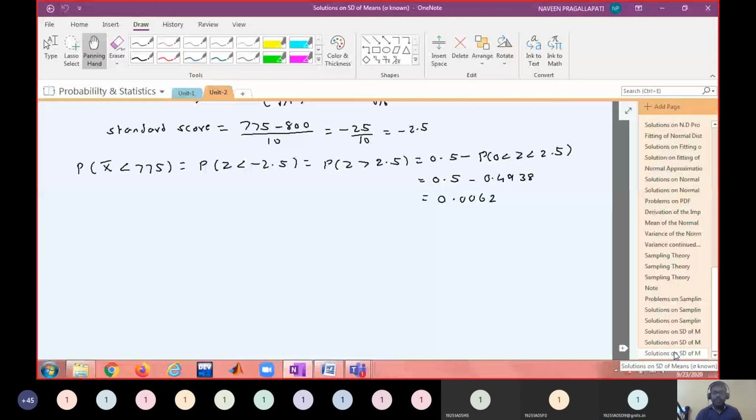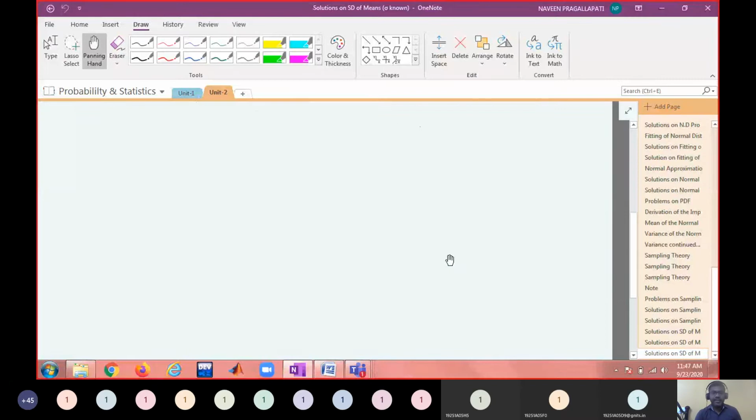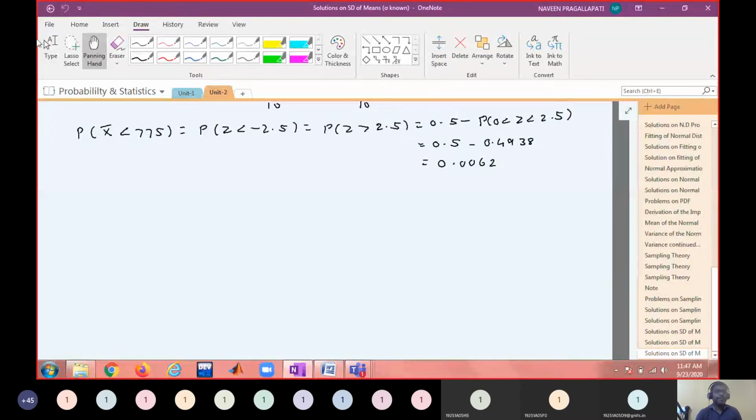So how do we understand this? How do we proceed when some problem is given? The whole topic is about the sampling distribution of the mean, the single mean, because you are going to see difference of means and so on. So sampling distribution of a single mean.